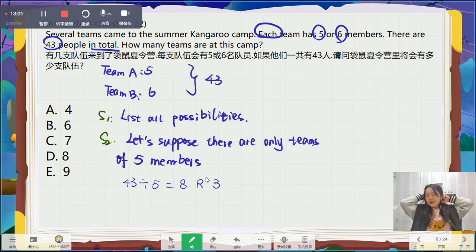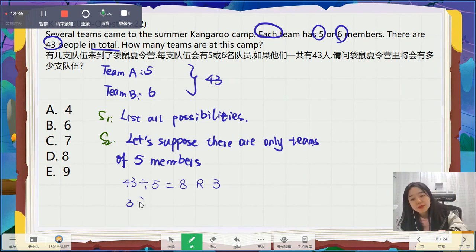There are still 3 members who need a team. That means we mistook some teams. The difference between 5 and 6 is 1. That means we have considered some team B as a team of only 5 members. They lack 1 member. We have to add it, give it back. So if we have mistaken one team B as one team A, that means 1 member has no team to go.